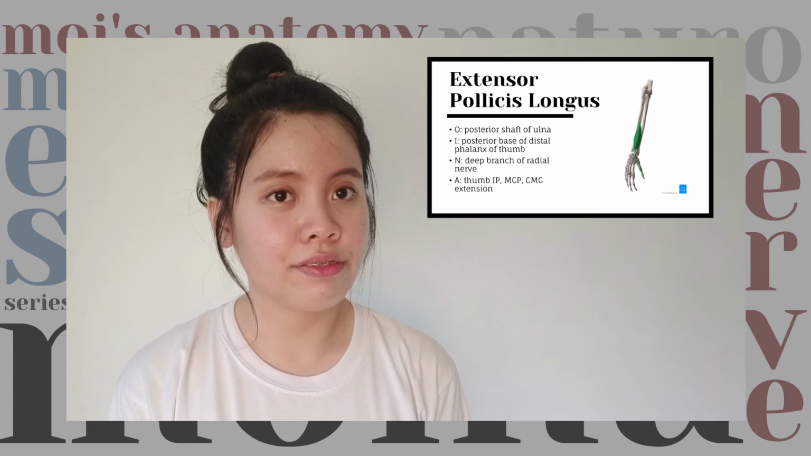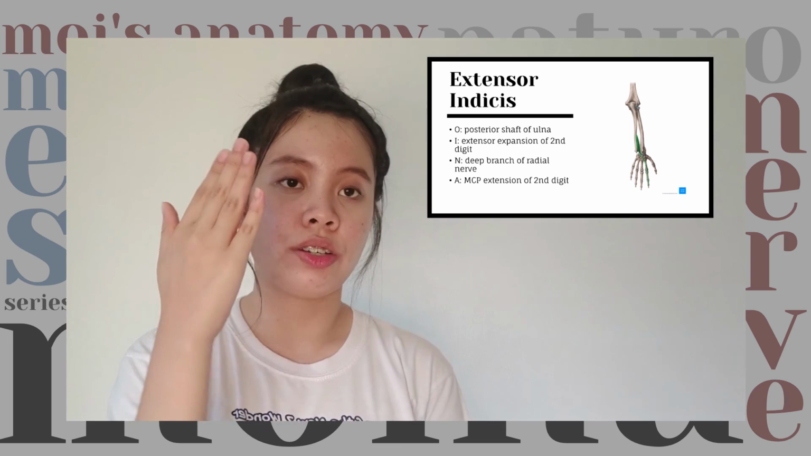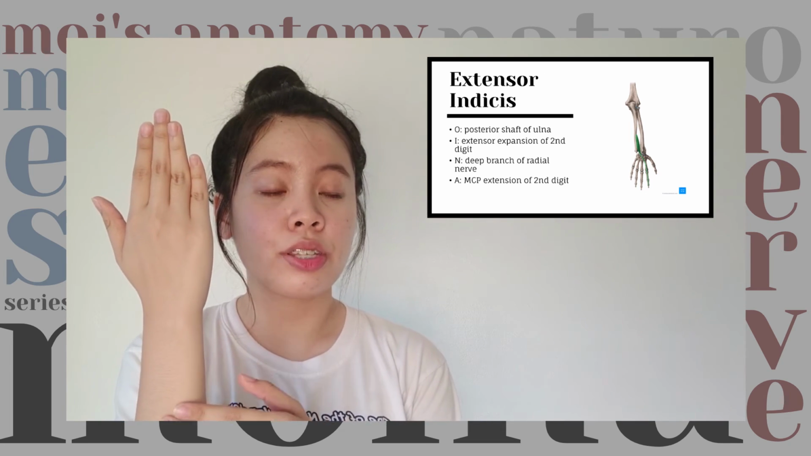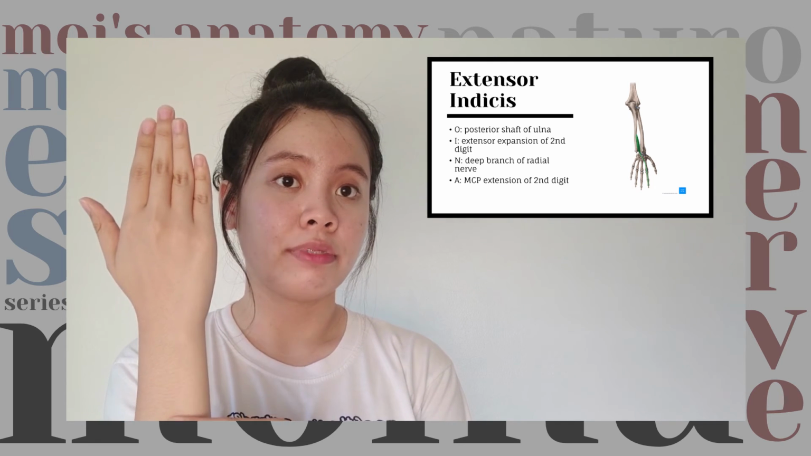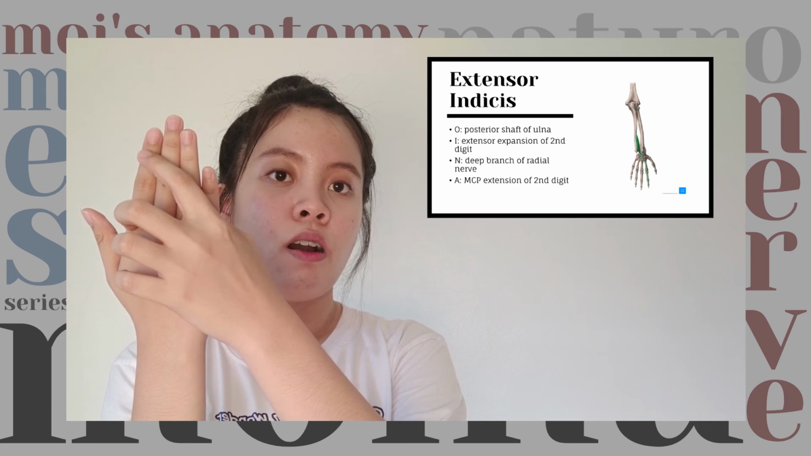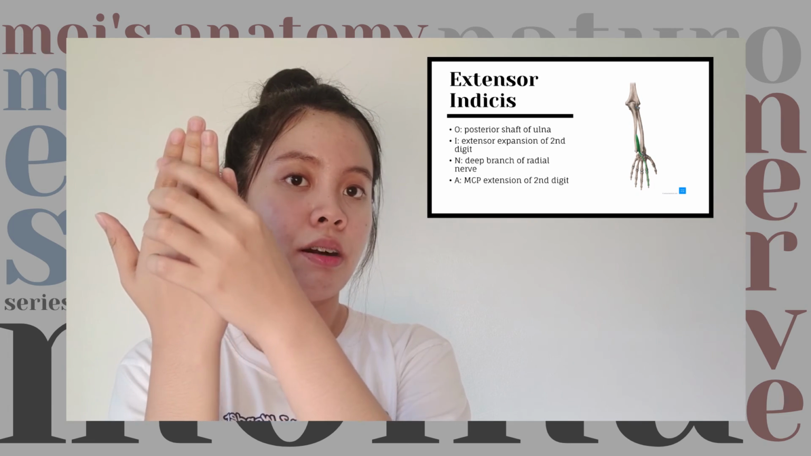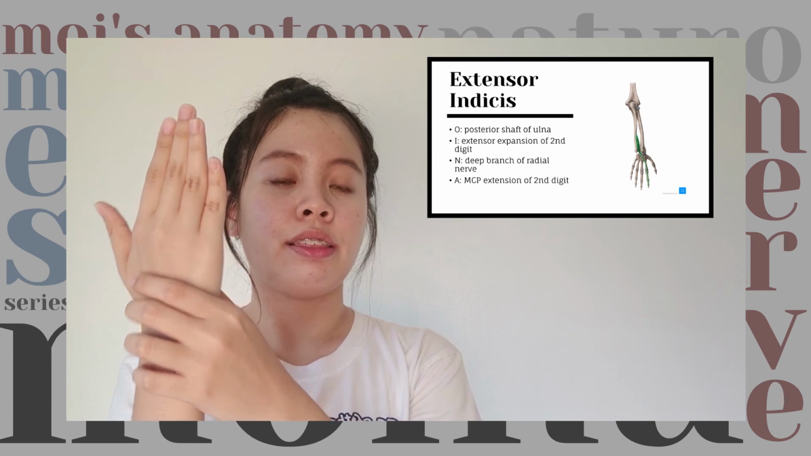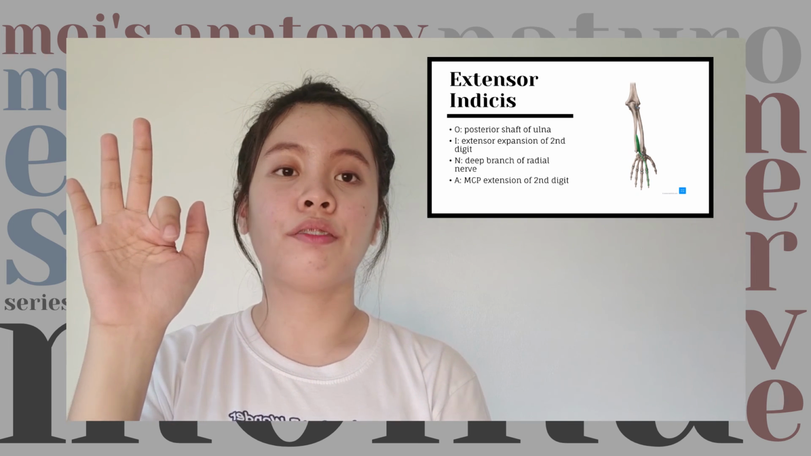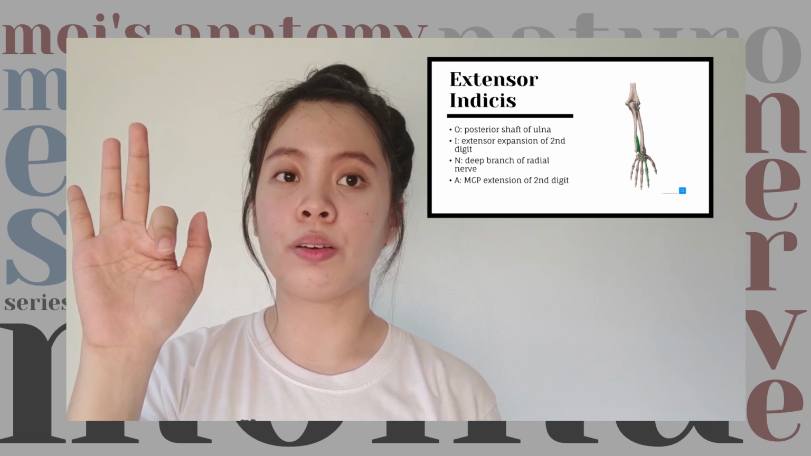And lastly, we have our extensor indicis, which again originates from the posterior shaft of our ulna, and it inserts into the extensor expansion of our second digit. And this muscle functions in extension of the metacarpophalangeal joint of our second digit.